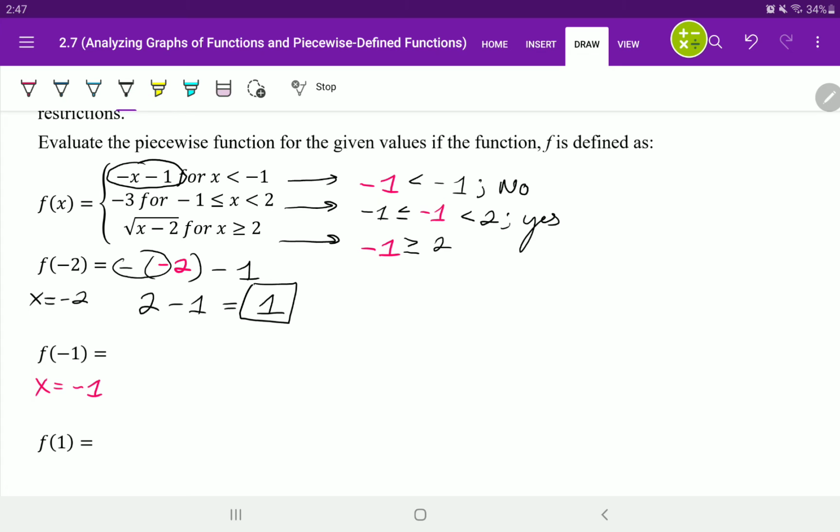And for the last one, can negative 1 be greater than positive 2? The answer is no. Therefore, the second equation works. And it says that f of negative 1 would just be equal to negative 3. You can't plug in any other value, so we just leave it as negative 3. That's it. Okay, reset.